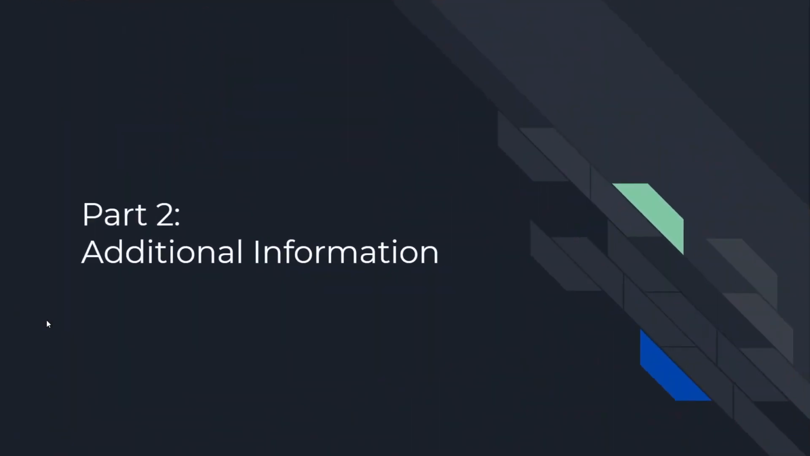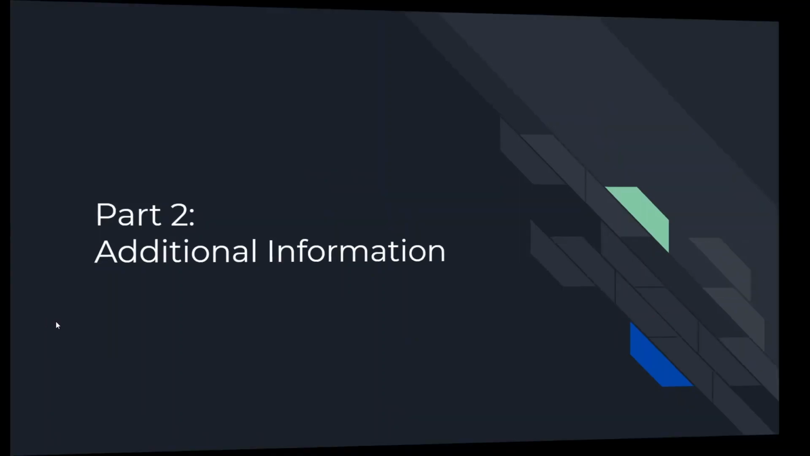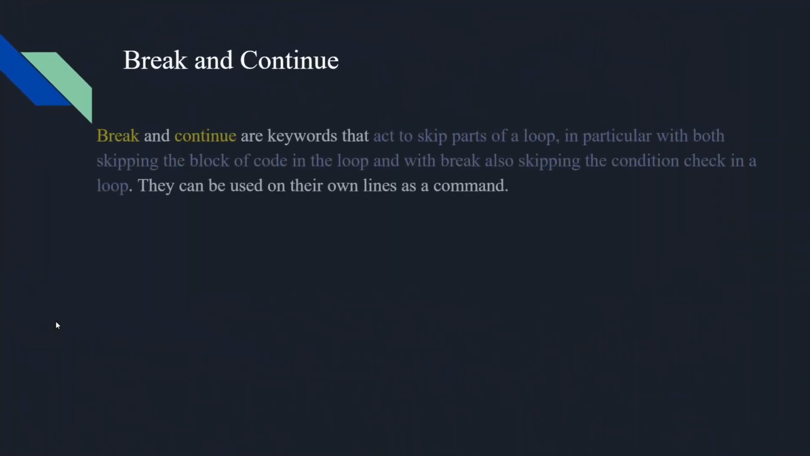Now on to part 2, additional information on loops in Java. First, let's move on to break and continue, which are not loops but are used with them. Break and continue are keywords that act to skip parts of a loop, with both skipping the block of code beneath them, and break also skipping the condition check and looping.